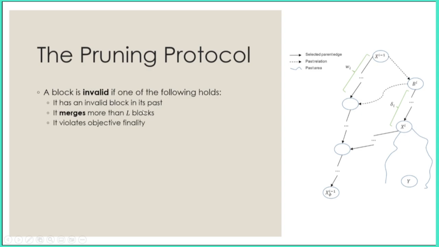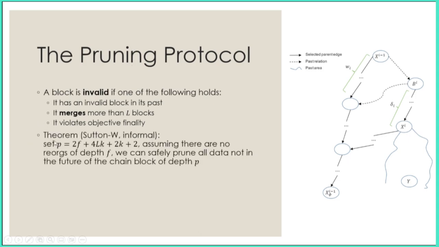That is, there are more than L blocks that are in its past, but they are not in the past of its selected parents. Or it violates the objective finality, the condition I said earlier. And now we have this theorem by Satan and myself, again stated here informally, that if we assume there are no splits, no reorgs of depth F, we can set P to be this thing.